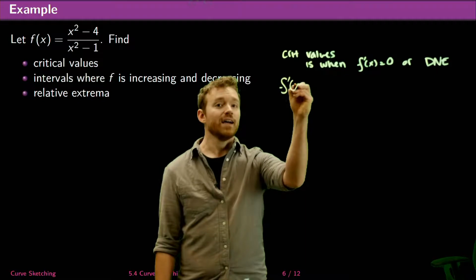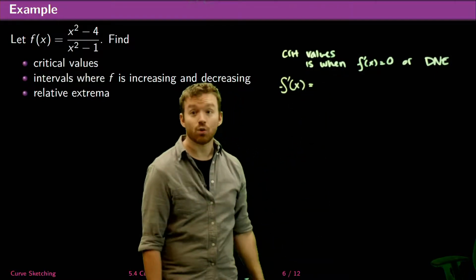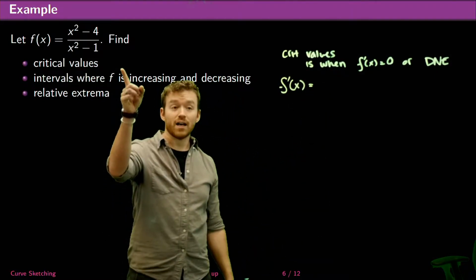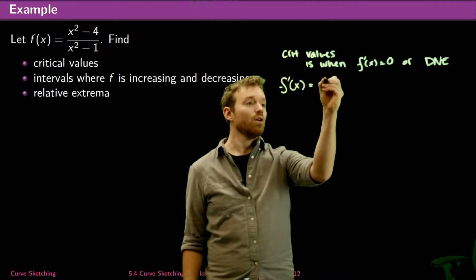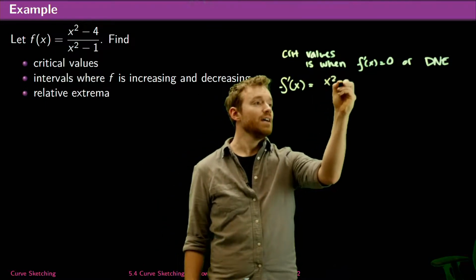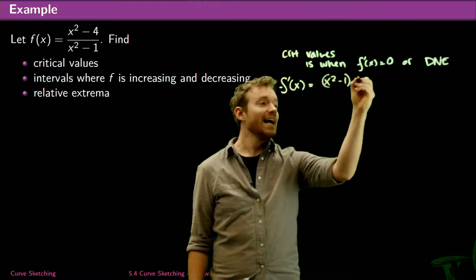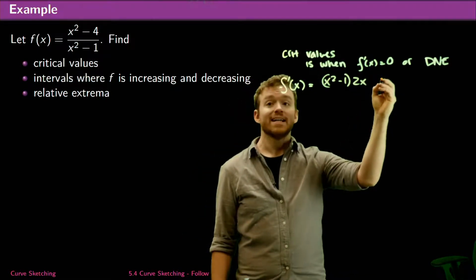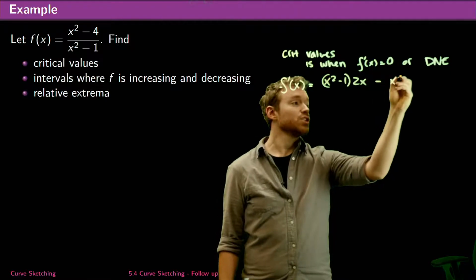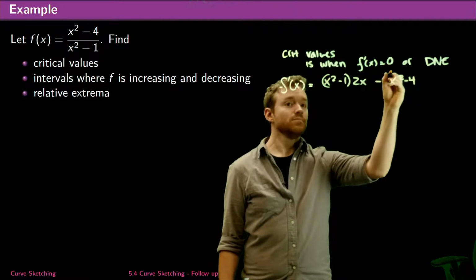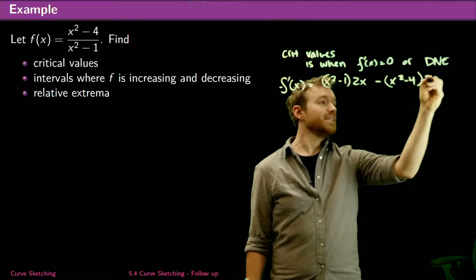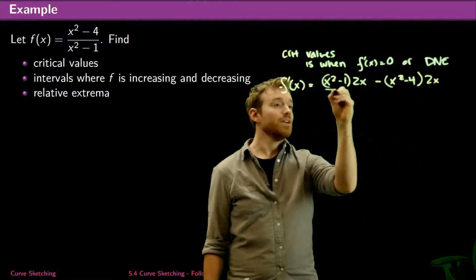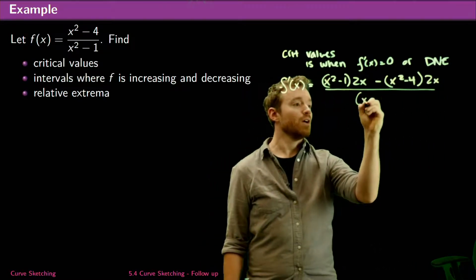So f prime of x, this is going to be a quotient rule. So I have low d high minus high d low over the square of what's below. So low is x squared minus 1. D high is 2x. That's the derivative of the numerator. Minus high is x squared minus 4. D low is again 2x. That's the derivative of the denominator. And this is all over the square of what's below.